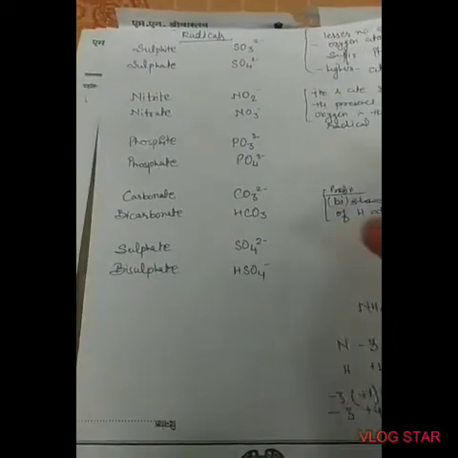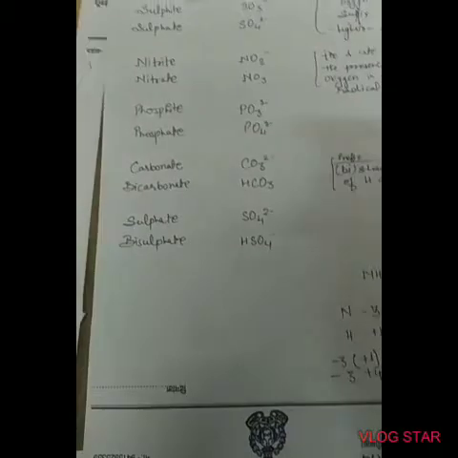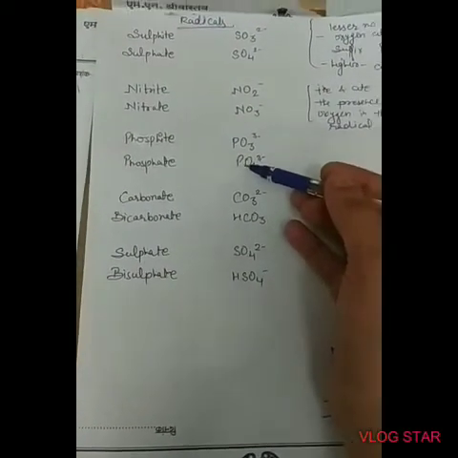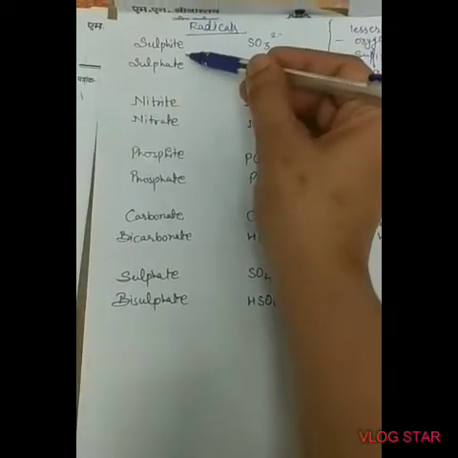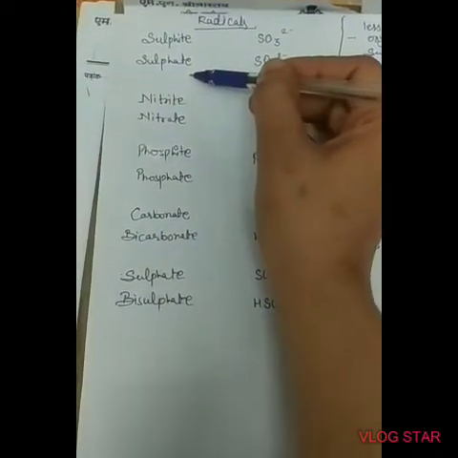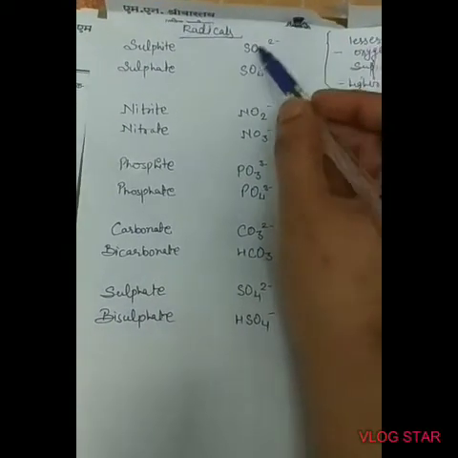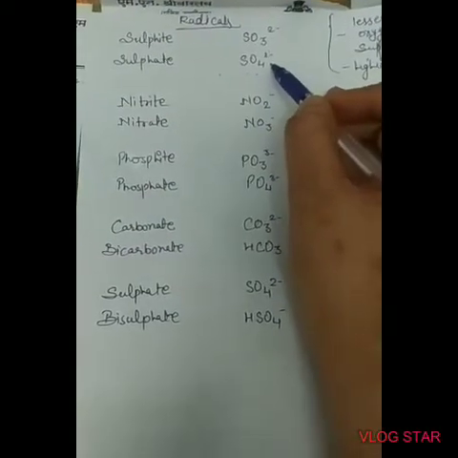Got it? Now in this video you can see examples of radicals. As we have discussed, radicals can be both positive and negative. Okay, so first sulfite and sulfate radicals. What is the formula of sulfite radicals? SO3 2 minus, and for sulfate radicals you can see SO4 2 minus.